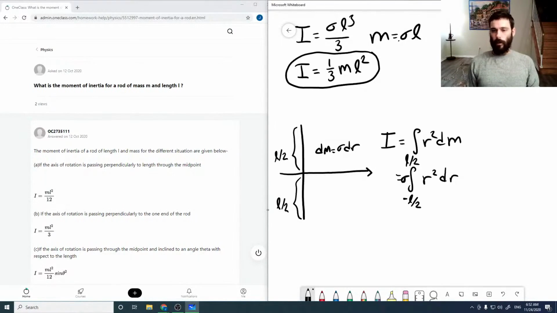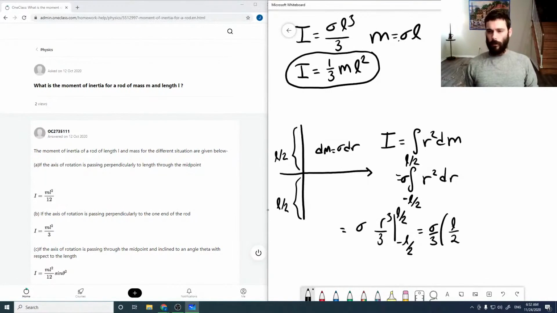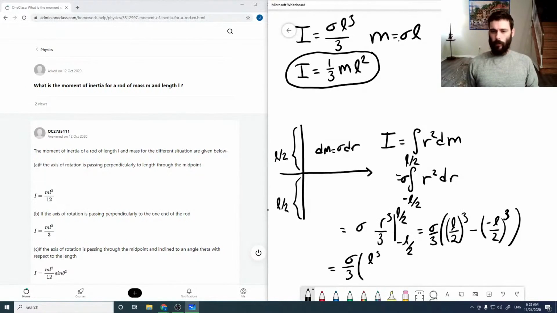Again, this integral is just r cubed over 3. So it's just sigma r cubed over 3 between minus L over 2 and L over 2, which is sigma over 3, I'll just pull the 3 out, times L over 2 cubed minus a minus L over 2 cubed. That's going to give us L cubed over 2 cubed, which is 8. So sigma over 3 times L cubed over 8. The minus and minus will cancel, so make it plus L cubed over 8. So L cubed over 8 plus L cubed over 8 is 2 L cubed over 8.